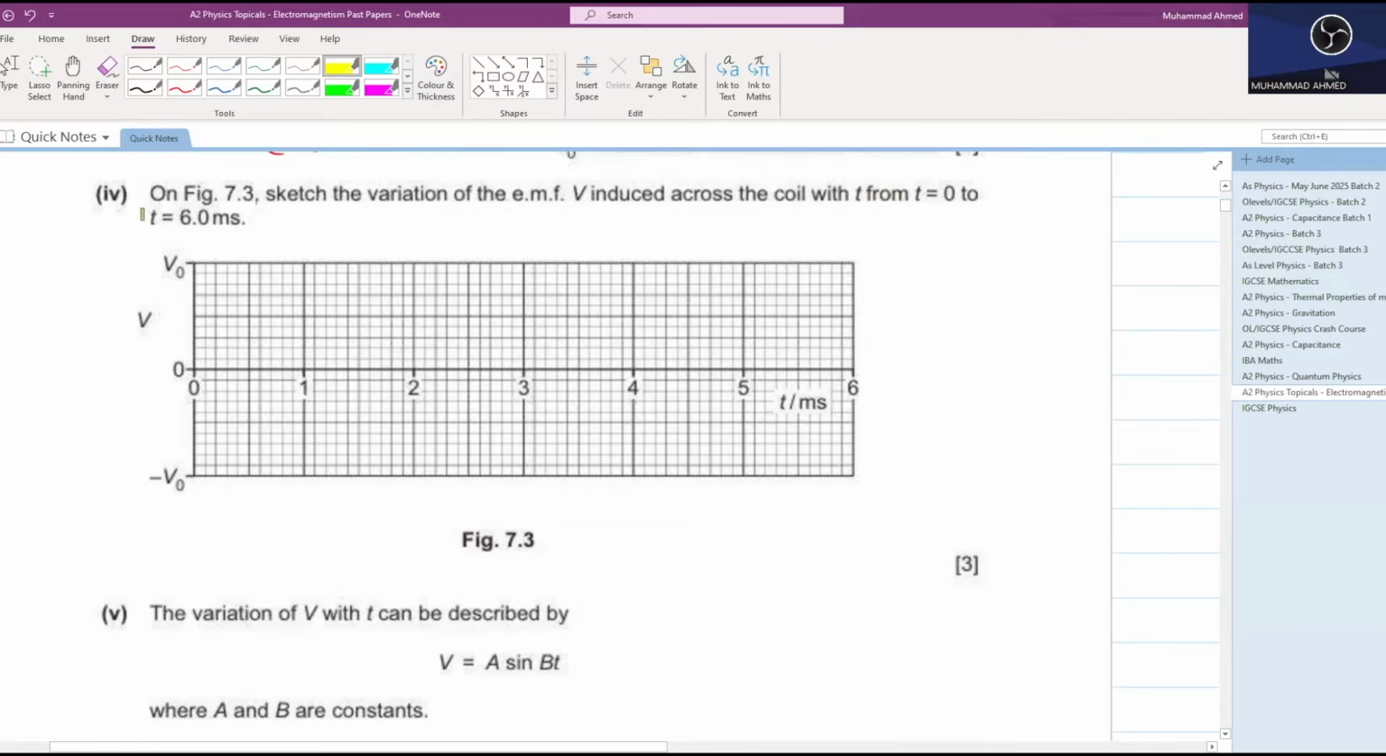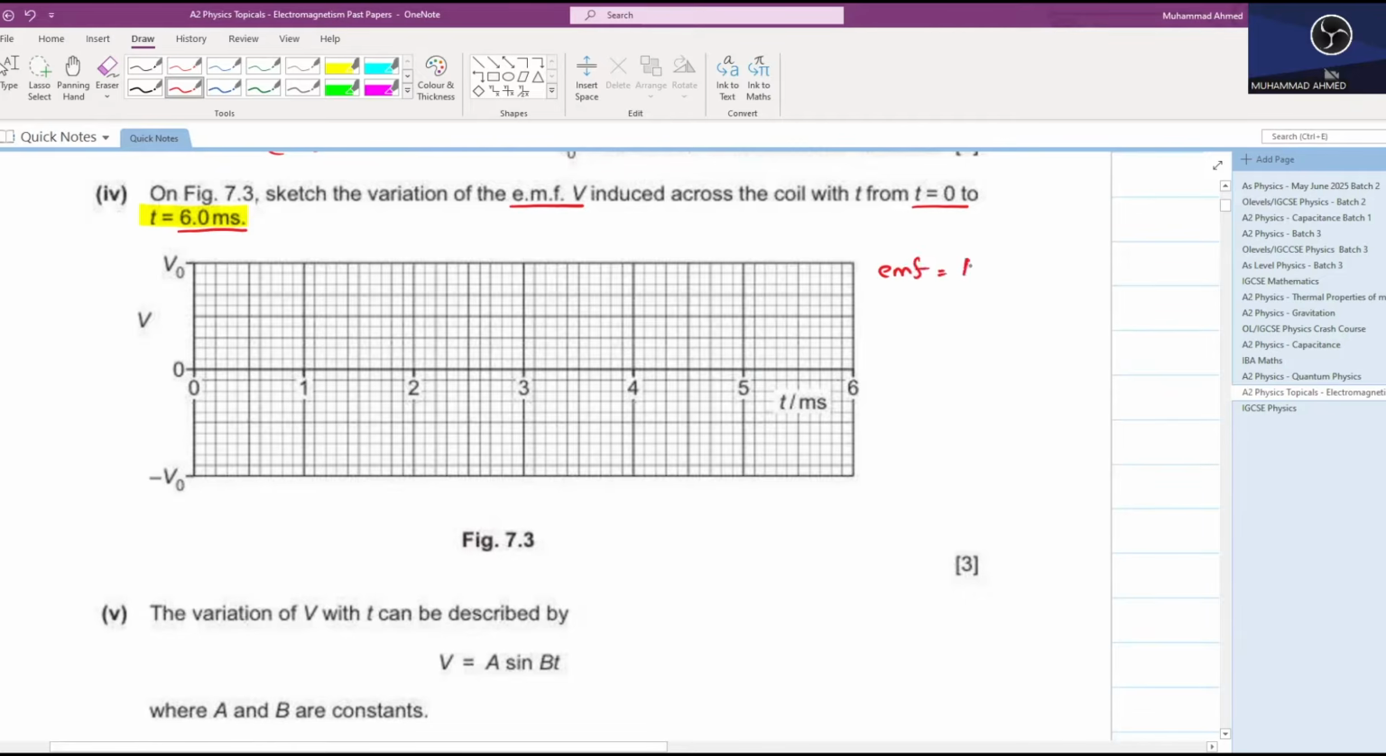On figure 7.3, sketch the variation of the induced EMF across the coil from time t equals 0 till time t equals 6 milliseconds. Okay, so this is a tricky question. Let's see it a bit. You have to draw the induced EMF graph from time t equals 0 till time t equals 6 millisecond.